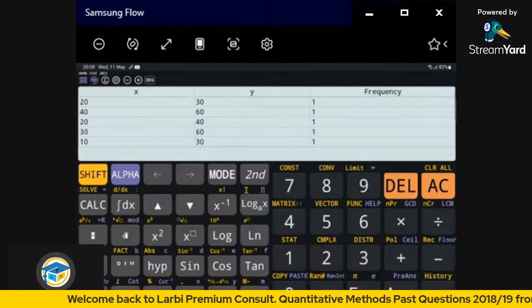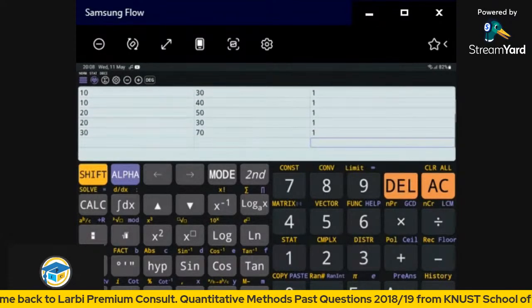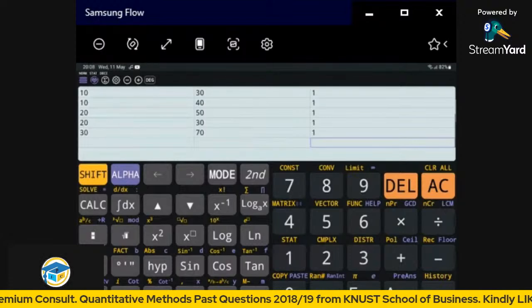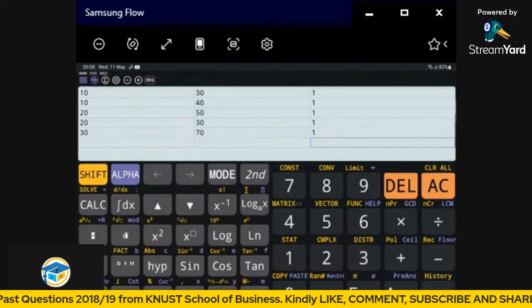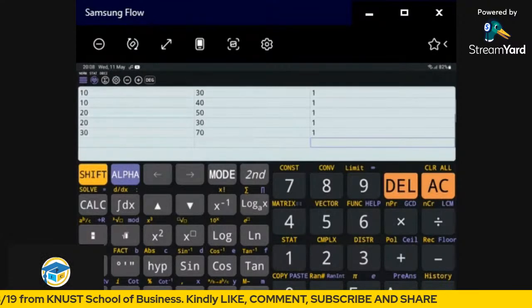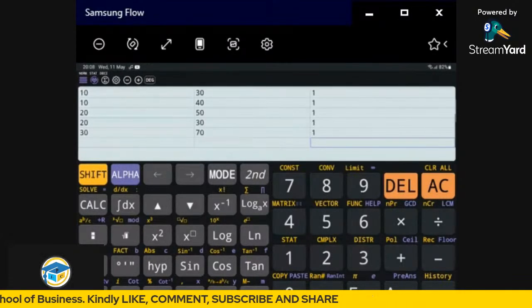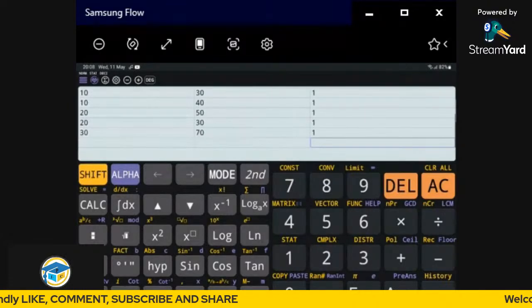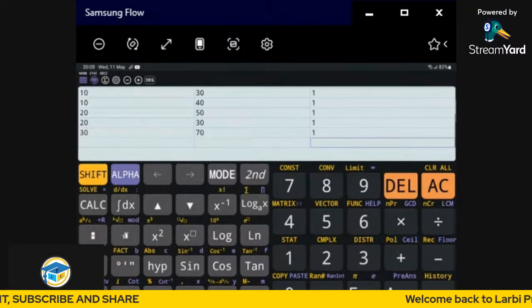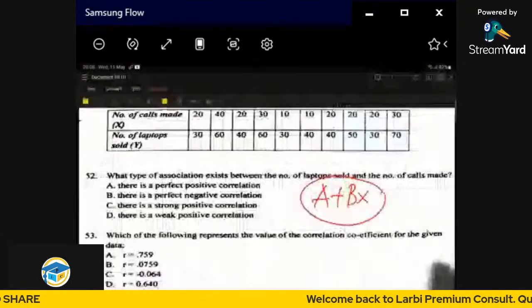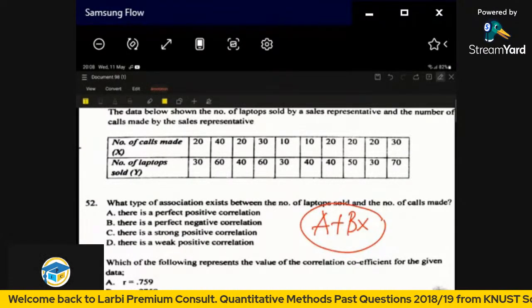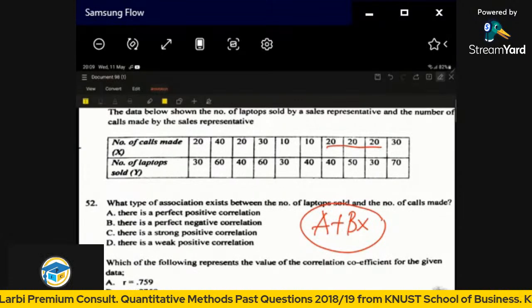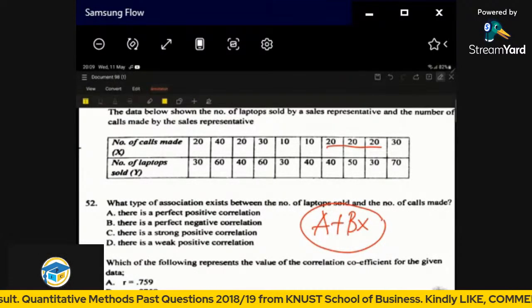Once you've filled this out, first you select mode, and then you select start. Then you select an equation, A plus BX. A table will pop up, and you fill it with the values of X and Y. You can clearly see we have our 20, 40, 20, 30, 10, 10, 20 and 30, and the number of calls that we made, 30, 60, 40, already filled.